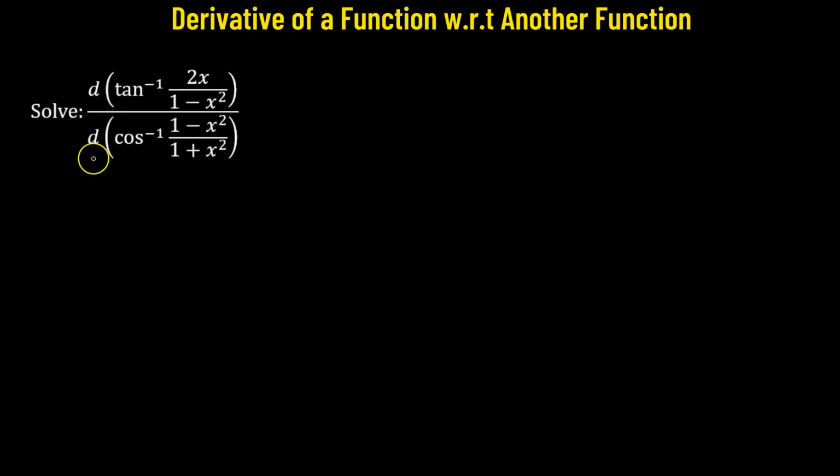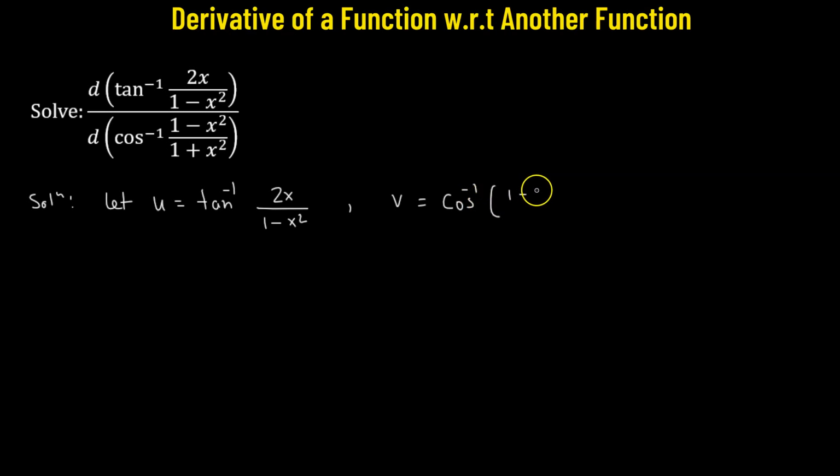We need to find out the derivative of the following. We'll begin by first considering u, which is a function of x, to be equal to tangent inverse of 2x over 1 minus x squared. And we'll consider another function v, which is also a function of x, to be equal to the inverse cosine of 1 minus x squared divided by 1 plus x squared. Now, the goal will be to find the derivative of u with respect to v.